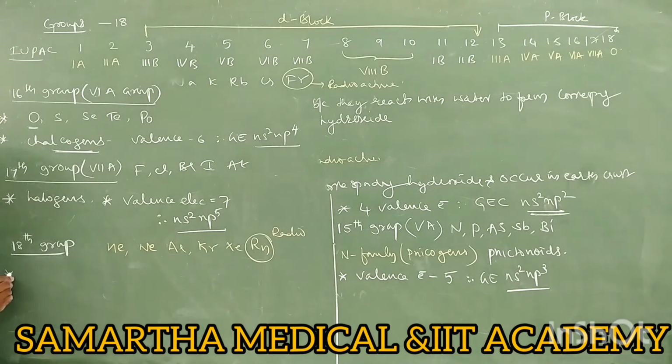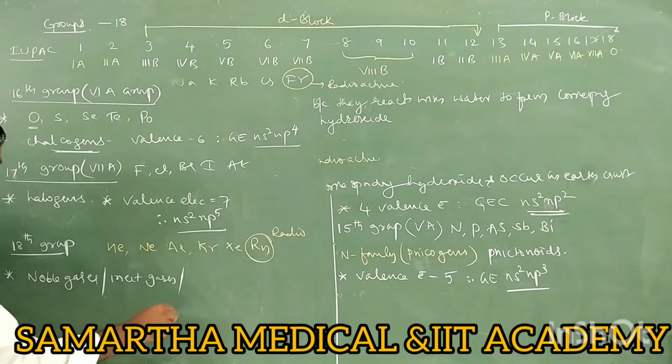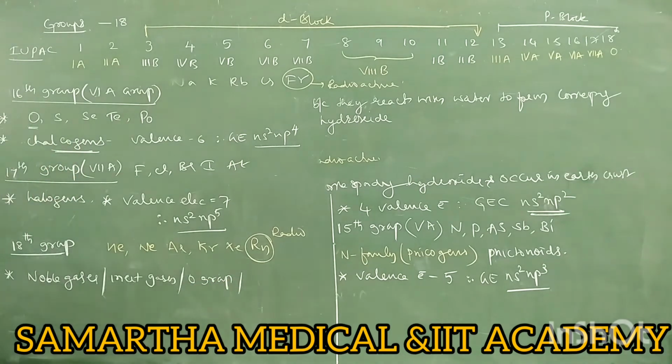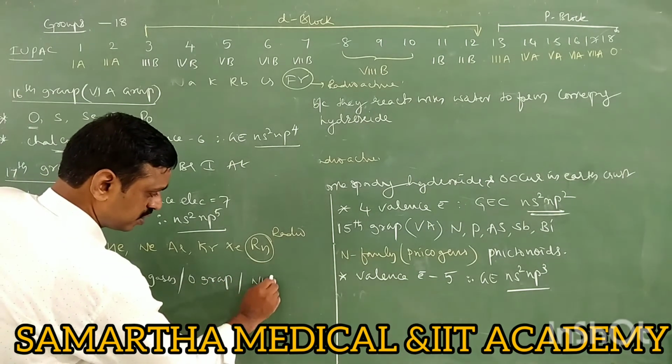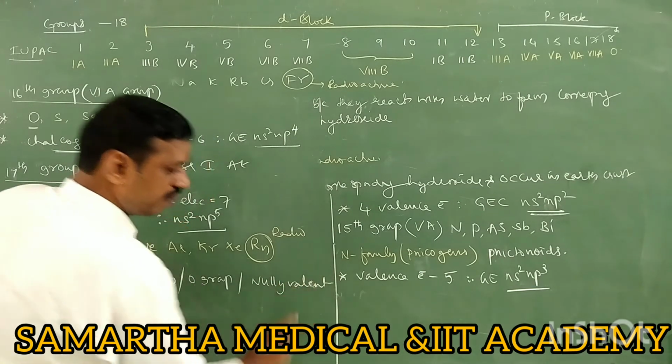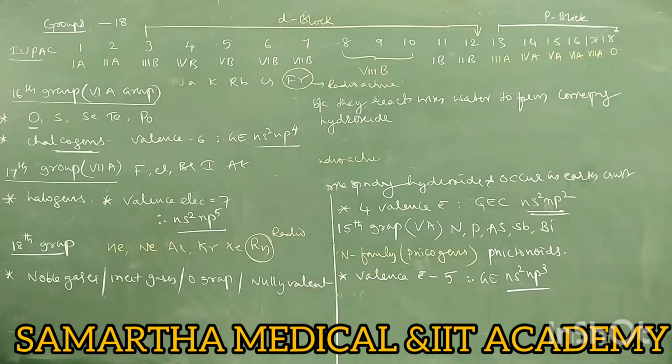Tell me, what are the other names? They are called noble gases, inert gases, zero group elements, and moreover nulli valent elements. Valence is zero, no? Nulli valent elements. Valence electrons are 8, but valence is 0. Both are different. Valence is different, valence electrons are different.